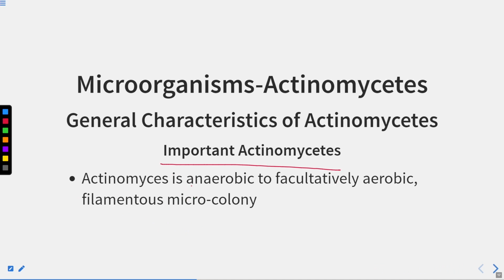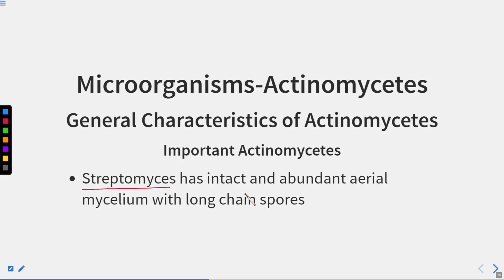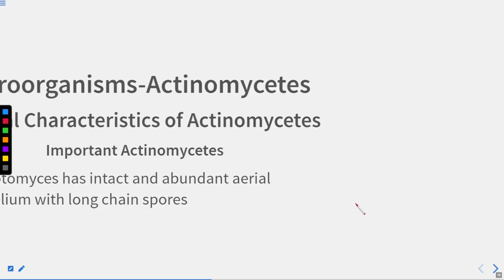Actinomycetes are anaerobic to facultatively aerobic, and filamentous to microcolony forming. So they can be facultatively aerobic, right? They have a filament-like structure and they form a colony. And Streptomyces has an intact and abundant aerial mycelium with long chain spores. Their mycelium exogenously bears these spore-like structures.